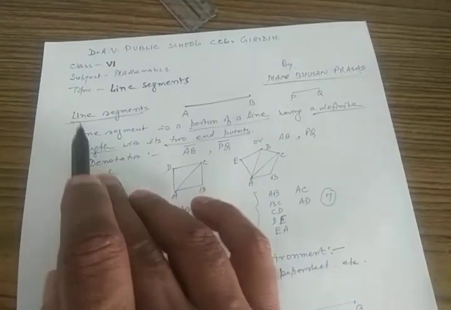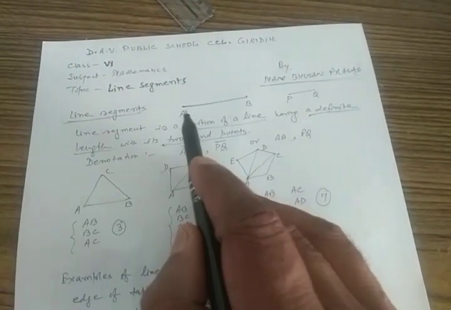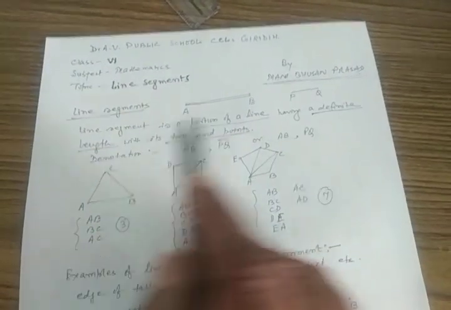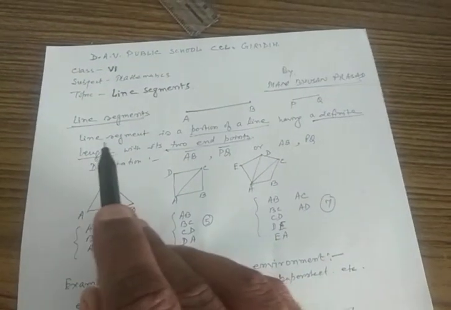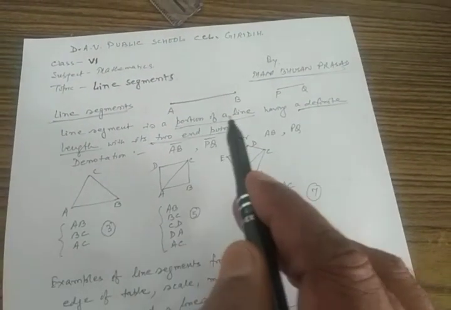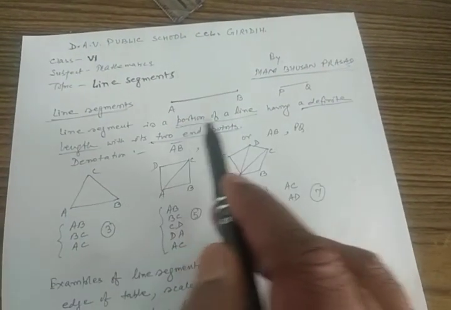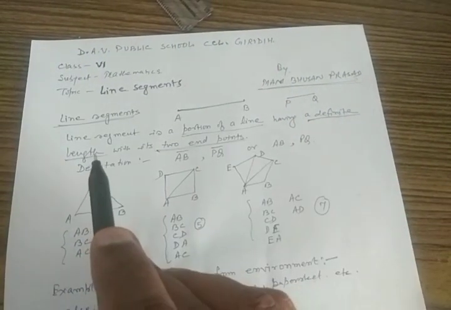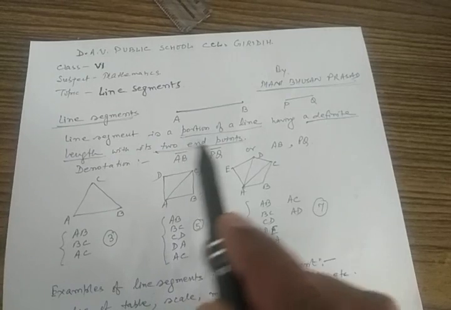What is a line segment? Just see, this is the line segment AB, this is line segment PQ. What is its definition? Just see the definition. A line segment is a portion of a line. It is a part of a line having a definite length with its two endpoints.